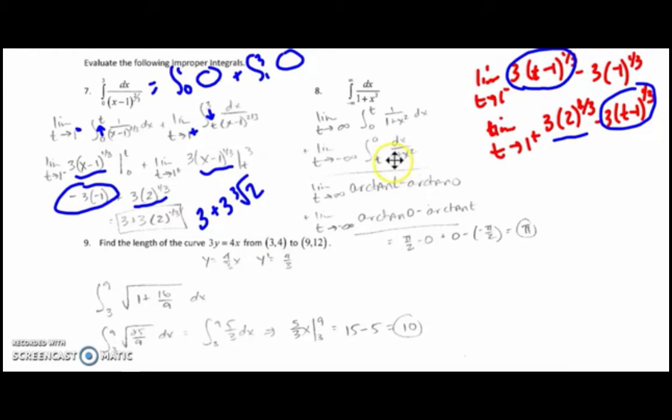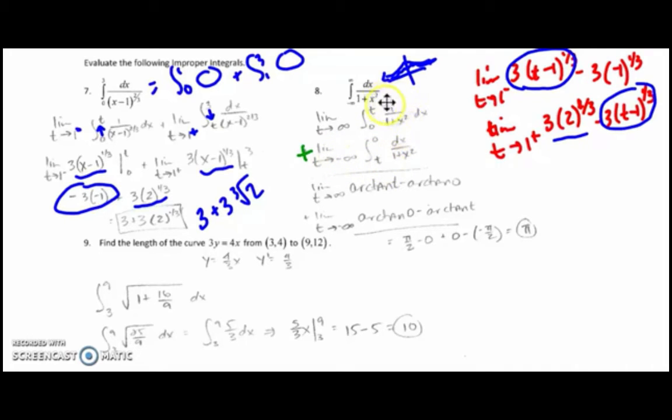All right, number 8. What we have here, you might recognize this integrand as the witch of Maria Agnesi. So this will be the curve that looks like the witch's hat, like this. And you're basically integrating underneath there from negative infinity to infinity. So this is an improper integral because of the limits at infinity. So we're splitting this integral into two parts. First, you're integrating from 0 to t as t goes to infinity, and then you'll add to that the integral from t to 0 as t goes to negative infinity.